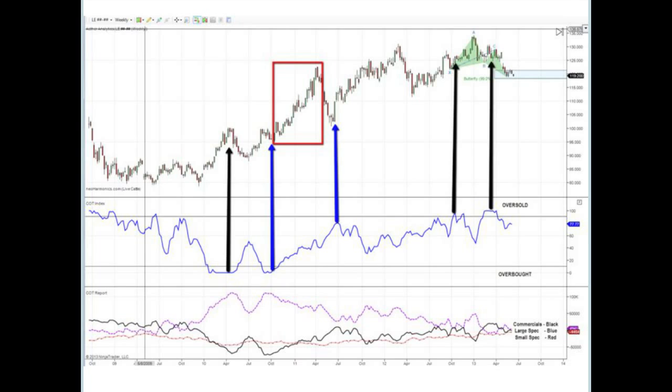Now, I wanted to touch base: how do I day trade with COT? To be honest, I don't day trade with COT. This is more for macroeconomic or macro positioning on the longer scale.